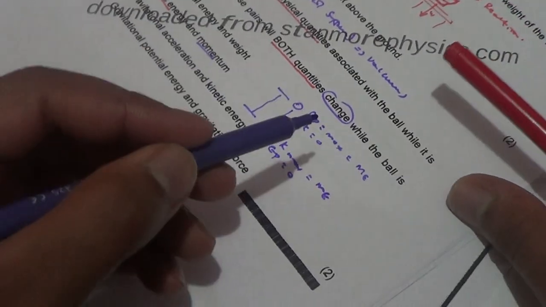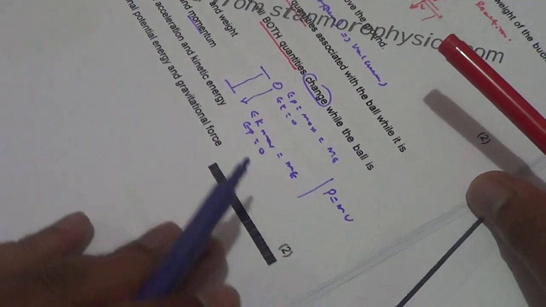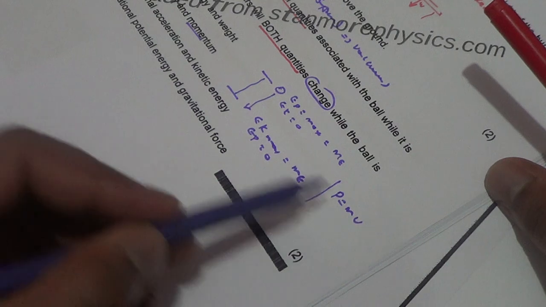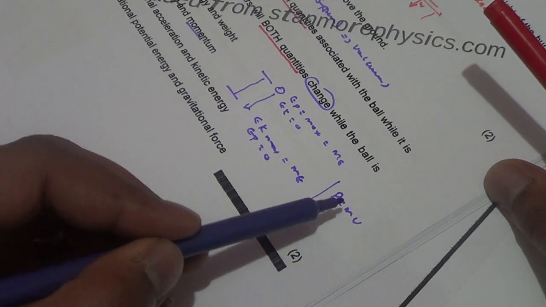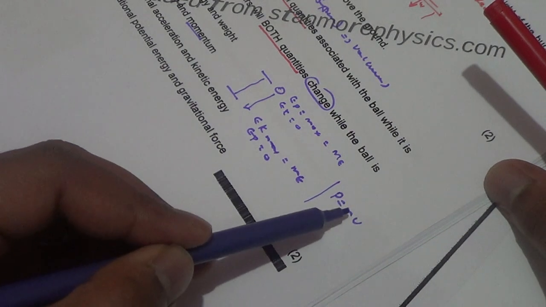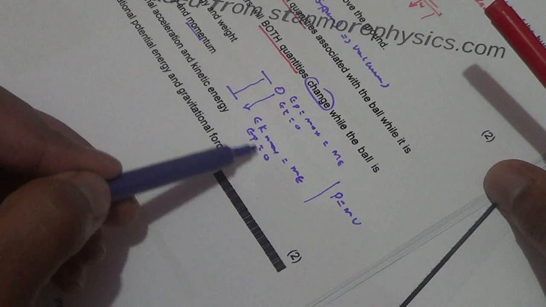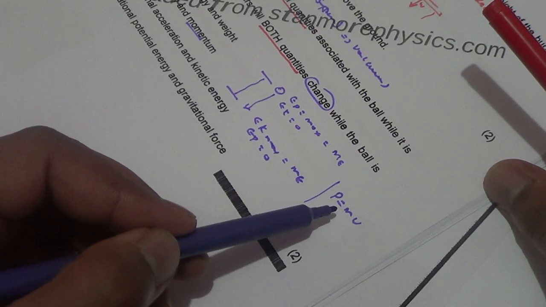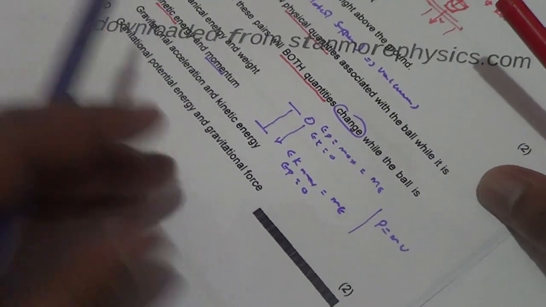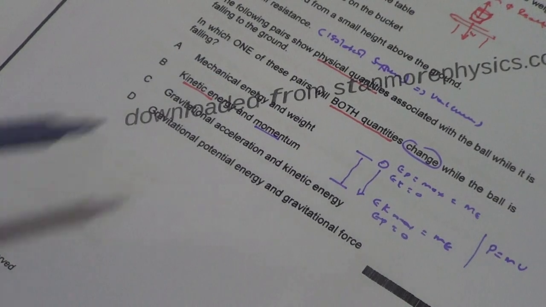What about momentum? We know that momentum is mv. It has something to do with velocity, and as we gain kinetic energy, we gain velocity. And if we gain velocity, the momentum, remember it was zero at the beginning, but here it's going to be maximum. So momentum will also change. So basically this is the best answer, but let's have a look at the others.